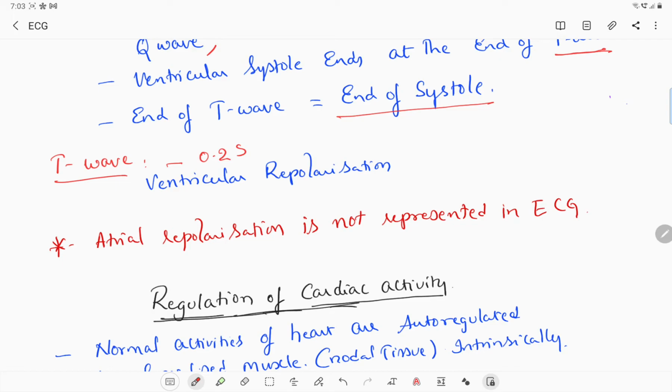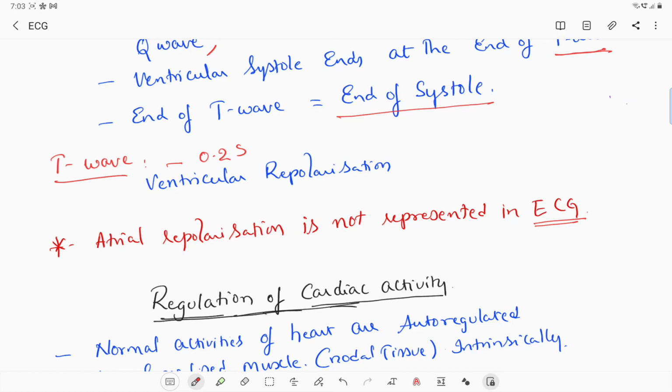Ventricular repolarization means the return of ventricles from the excited state to the normal state. This is called the T wave. Atrial repolarization is not represented in the ECG.